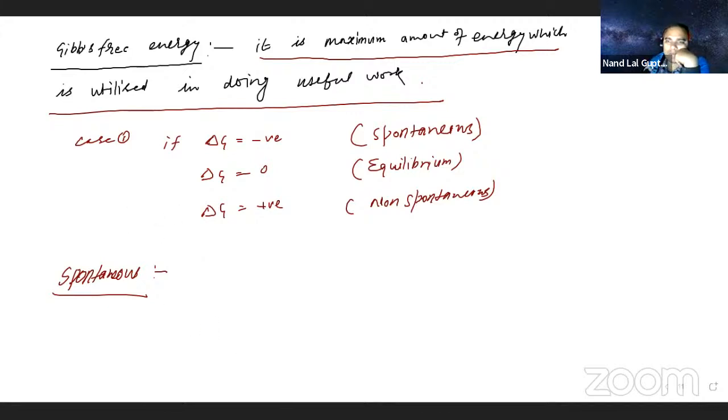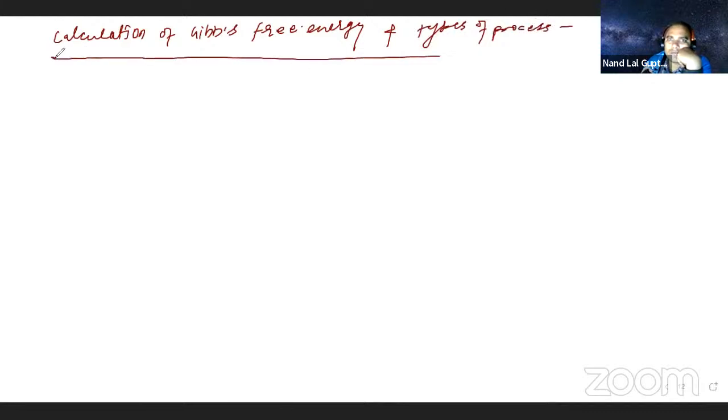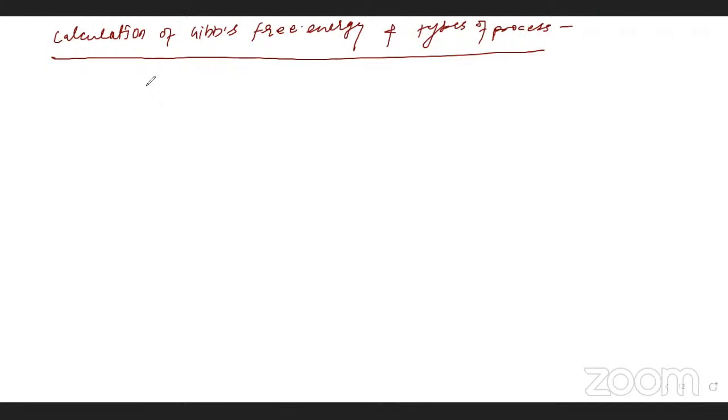So this is the case. I am writing the next one. Calculation of Gibbs free energy and types of process. This Gibbs free energy has only one condition: at what temperature is the reaction going to be spontaneous. There are many ways to calculate it.